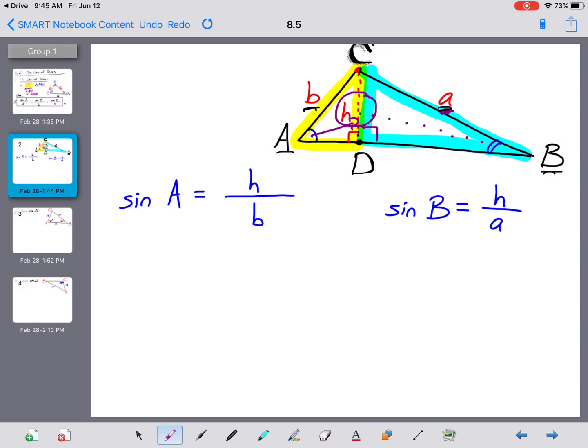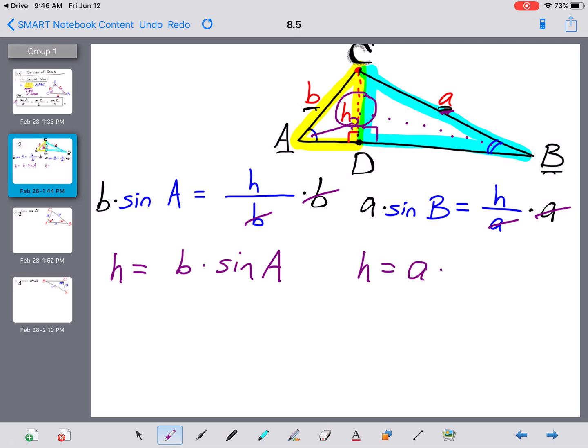So we're going to solve each equation here for h. I'm going to multiply this first equation by b on both sides. And the second equation, since they're dividing by a, I'm going to multiply by a on both sides. So here we are going to get, let's see, the b's cancel, and we're going to get h is equal to little b times the sine of angle A. And over here, these a's cancel, so we get h is equal to little a multiplied by the sine of angle B.